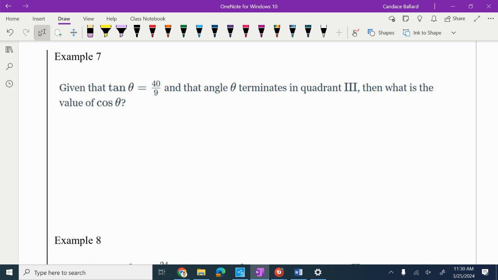Okay. All right. Here's what I want you to do. I want you to see if you can get it set up. Set up the triangle. Watch your signs because it says you're in quadrant 3. So make sure you draw a quadrant 3 triangle.